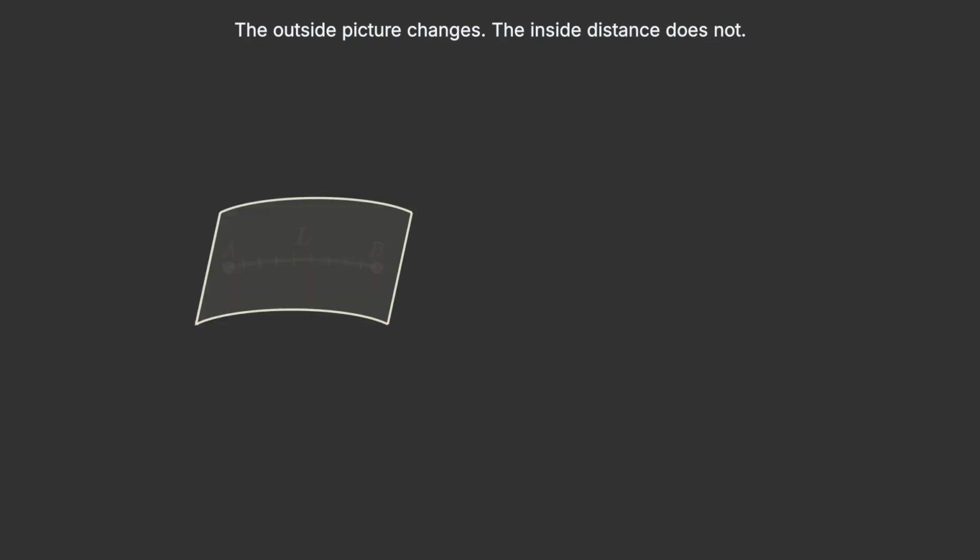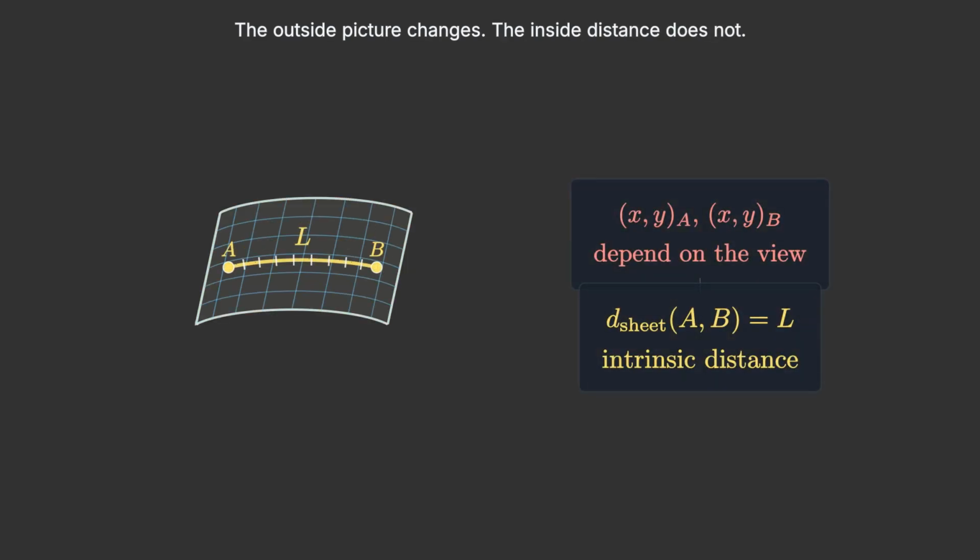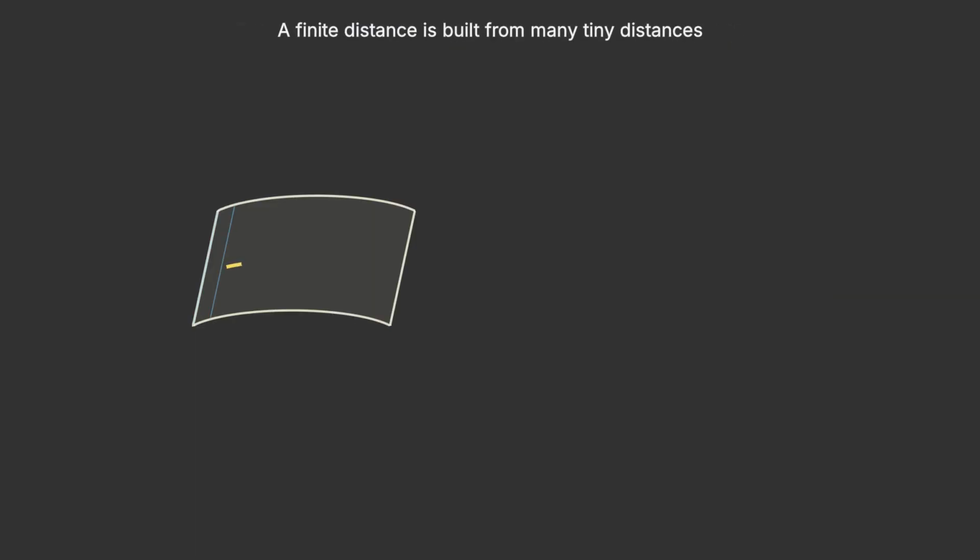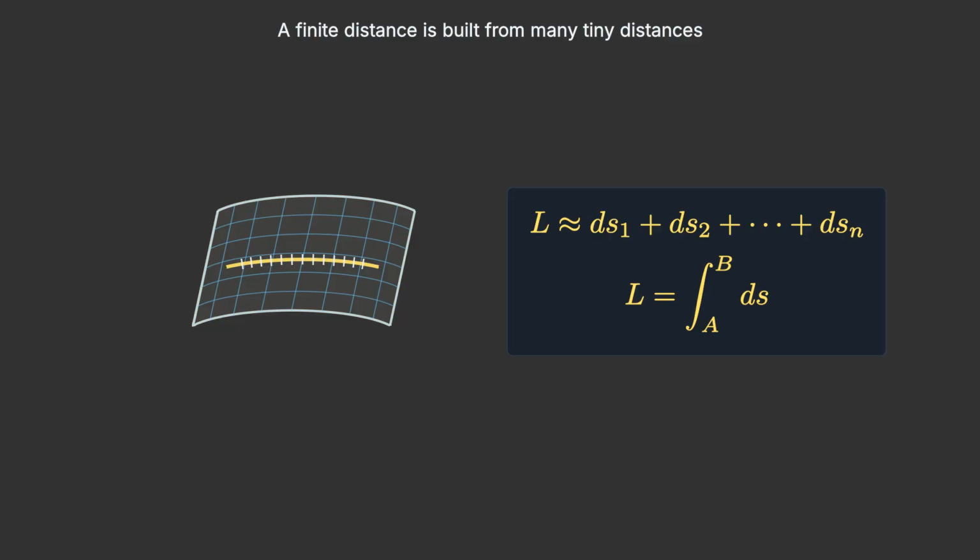This is the first invariant. The outside coordinates of A and B may change. The shape seen from outside may change, but the intrinsic distance measured along the sheet is the same. For a finite distance, imagine cutting the yellow curve into many tiny pieces. Each tiny piece has a length ds. Adding all those tiny pieces gives the total length from A to B.